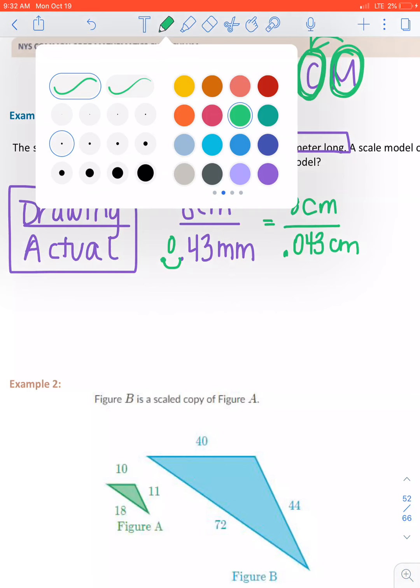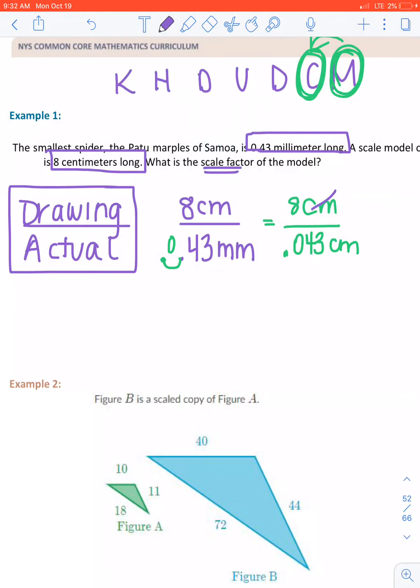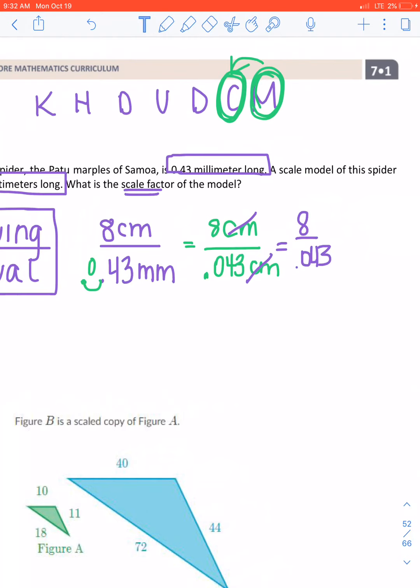All right, so now we're in the same units. So we're going to cancel out the units, and I have 8 over 0.043. Now the problem here is you cannot enter a decimal into the calculator in a fraction format. It will give you an error. So what we're going to do is actually divide this, because dividing is the same thing as a fraction. So you're going to take your calculator and do 8 divided by 0.043.